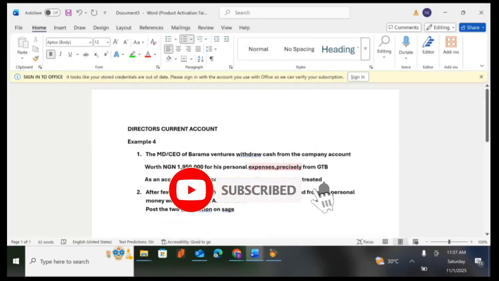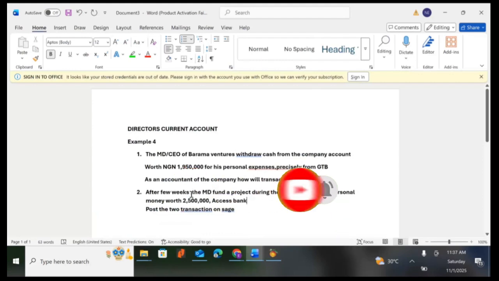So the second transaction, after a few weeks: the MD funded the project during the weekend from his personal money. Here, the director is giving the company money, is loaning to the company. The initial one was that we loaned money to the director, but this one, the director is loaning to the company. In that initial instance, the director is our debtor and we are the creditor. But in this particular instance, we are the debtor, the director is the creditor, the director is loaning to us.